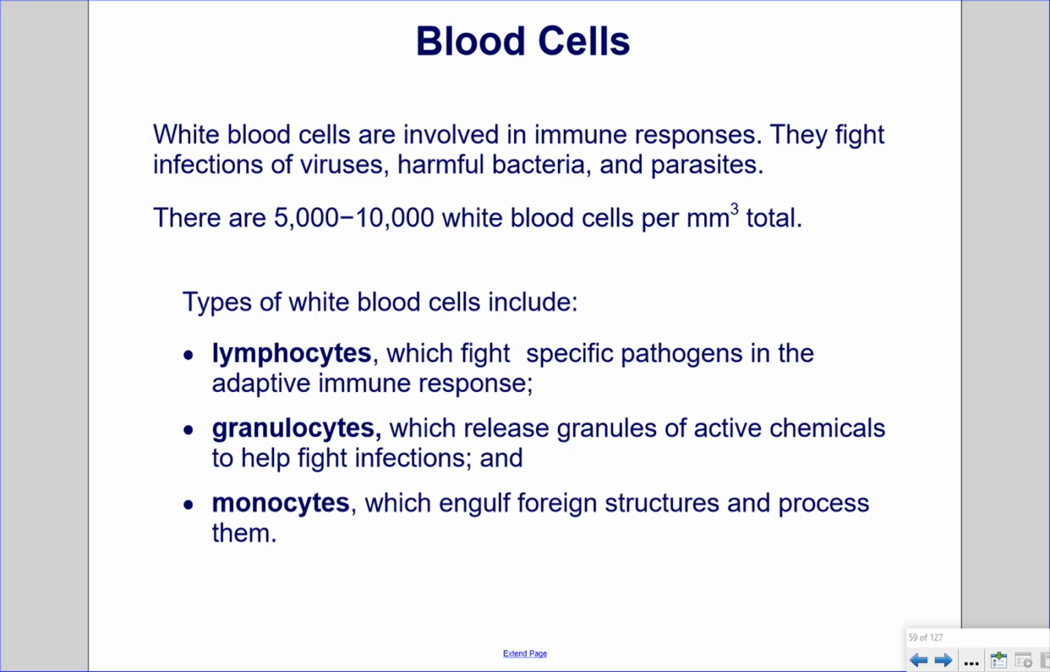Blood cells. White blood cells are involved in immune responses. They fight infections of viruses, harmful bacteria, and parasites. There are 5,000 to 10,000 white blood cells per millimeter cubed total. Types of white blood cells include lymphocytes, which fight specific pathogens in the adaptive immune response, granulocytes, which release granules of active chemicals to help fight infections, and monocytes, which engulf foreign structures and process them.